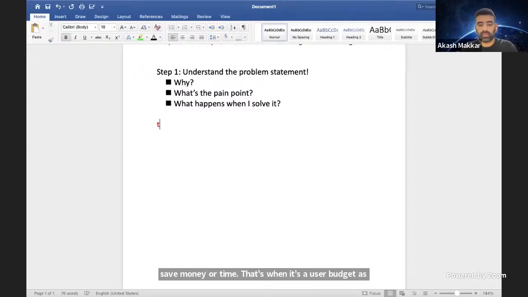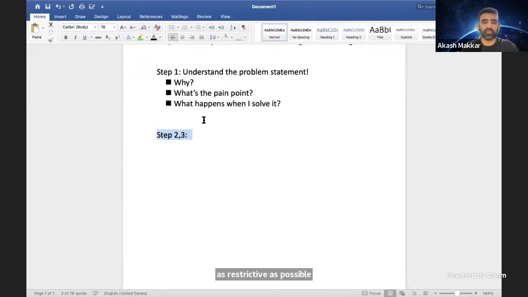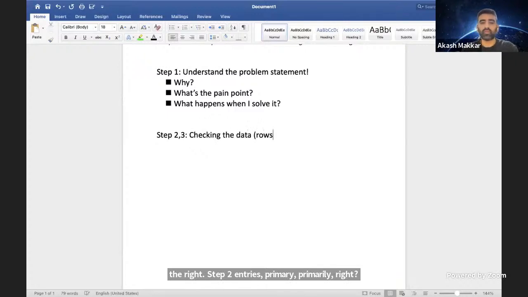Then your step 2 and 3. Again, I'm trying to keep it as descriptive as possible and not go into a lot of detail, because you guys do not have a lot of background. Steps 2 and 3 are primarily checking the data. What are your rows and columns? How many columns do you have? How many missing values do you have? What are your data types? What is the distribution? You summarize your data set primarily.